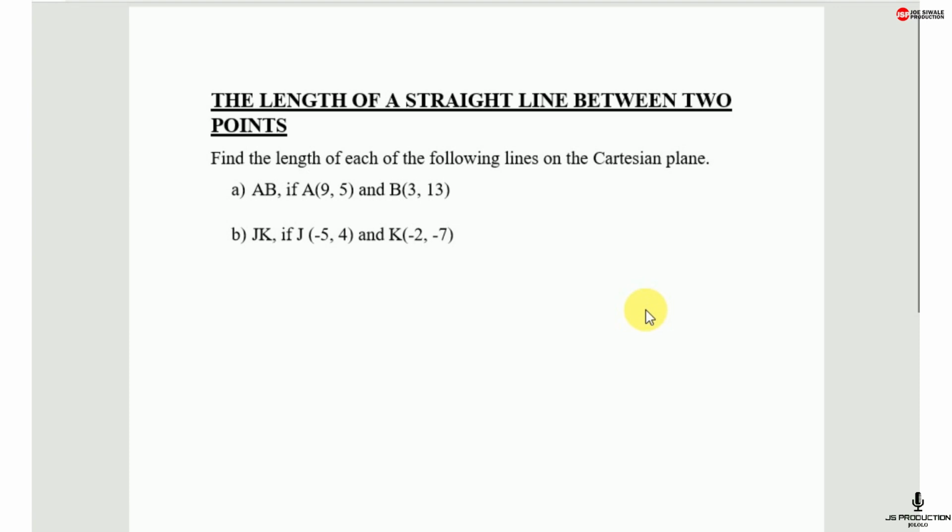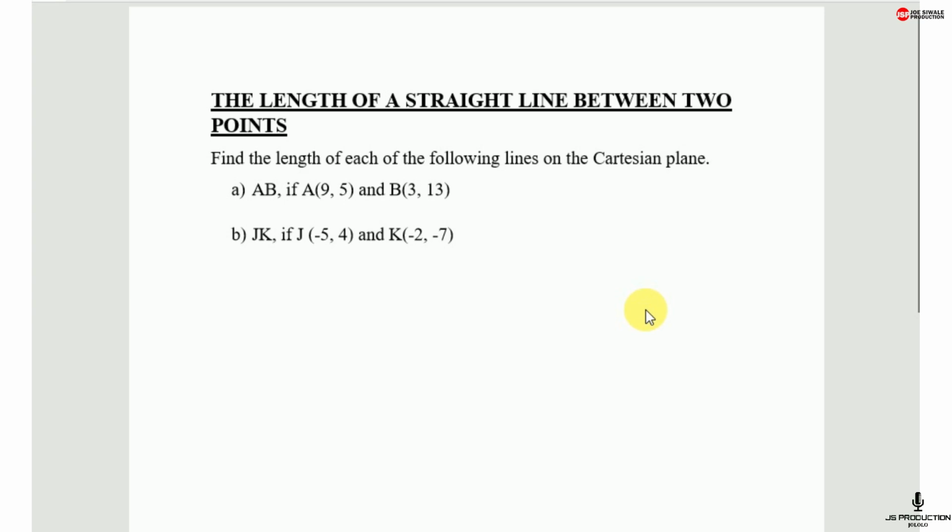Our example reads: find the length of each of the following lines on the Cartesian plane. We have A: you're supposed to calculate line AB if A is (9, 5) and B is (3, 13).